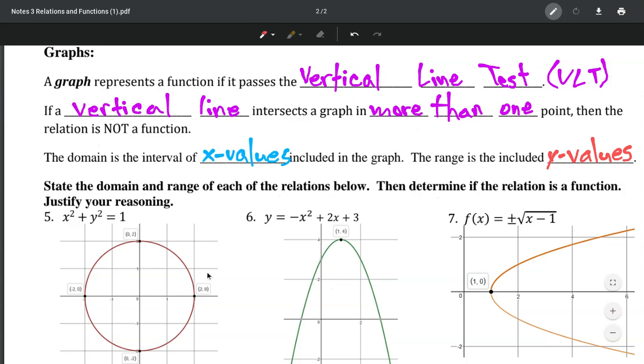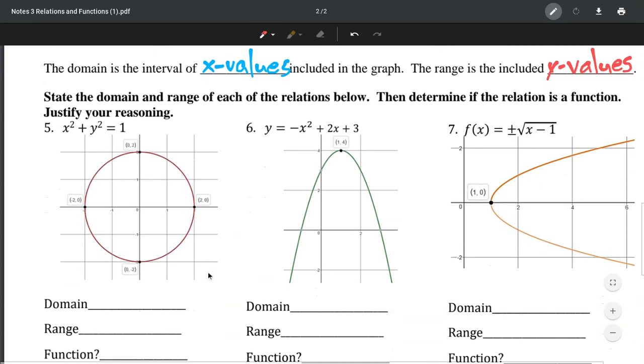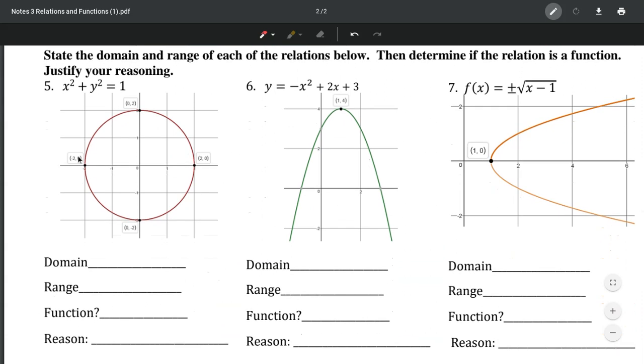Looking at these examples down here, when we talk about a graph, we're not talking about the grid. We're talking about the portion of the graph that we plot with points. So in number 5, the graph that we refer to is this red circle. In number 6, the graph is this green parabola. And in 7, the graph is this entire orange parabola that's opening sideways. So let's make sure we're on the same page here. Graphs are what we plot with points. It's not the grid that you are viewing.